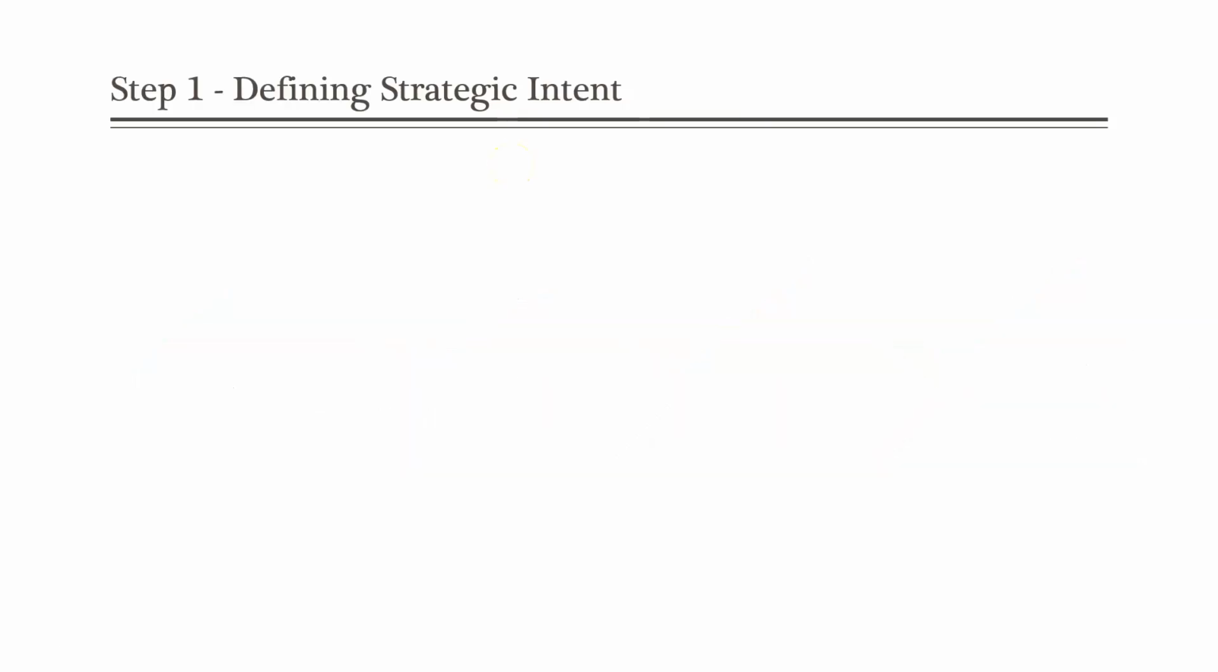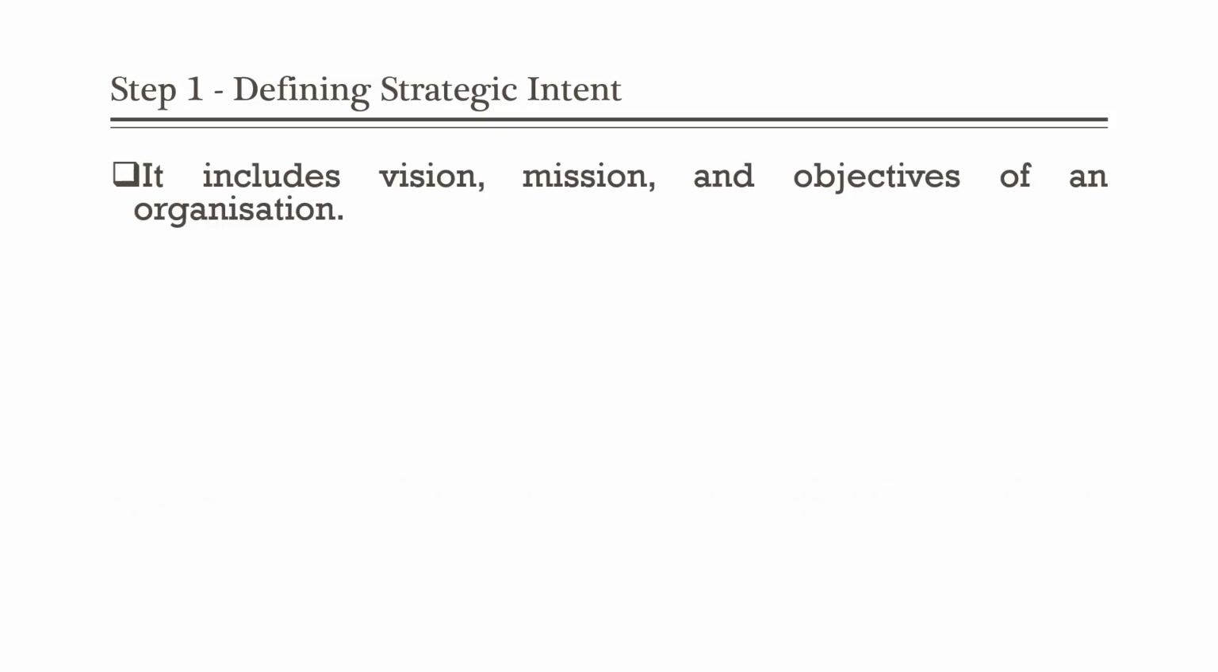Let's talk about the first step, which is called defining strategic intent. I've already created a detailed video on strategic intent, which you can find in the description link. But let me just give you a brief idea about it. It includes the vision, mission and objectives of an organization. So there are three things in strategic intent: vision, mission and objective.